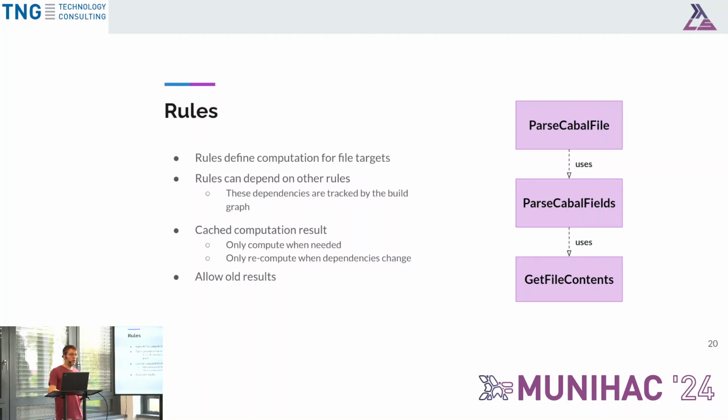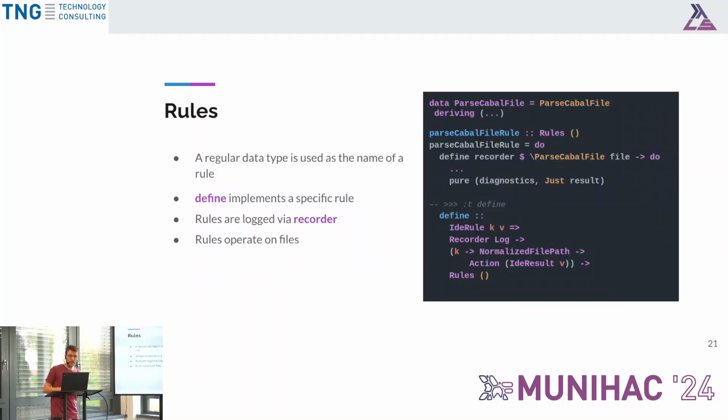How are rules defined? To define a rule, the name of a rule is a simple regular data type. So what you see here, for example, at the very top, we have a very simple rule called ParseCabalFile. It has a single constructor called ParseCabalFile. And we define a certain computation associated with that rule using the define function that you see here. So this is an example of roughly what the ParseCabalFile rule could look like.